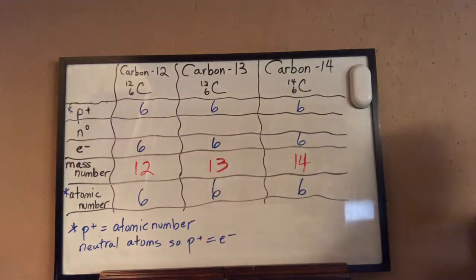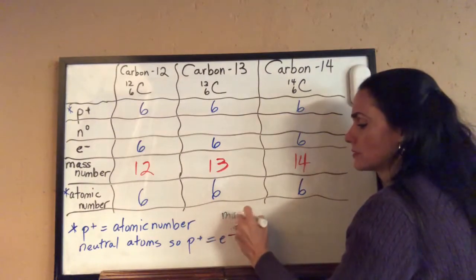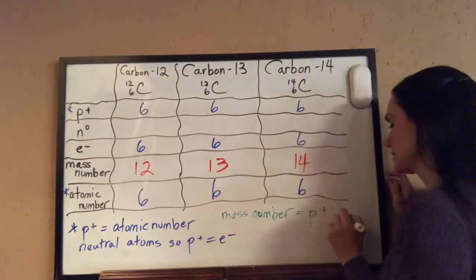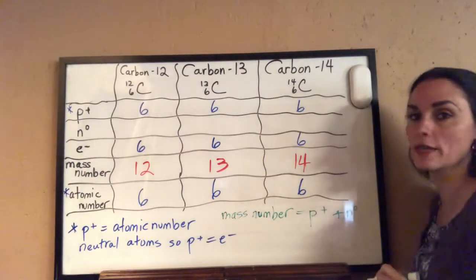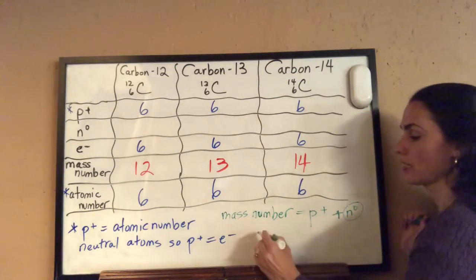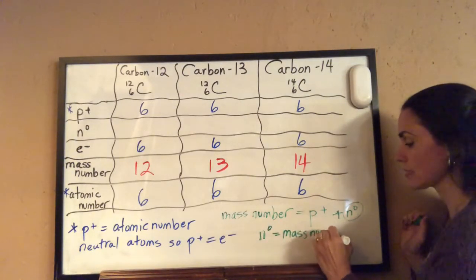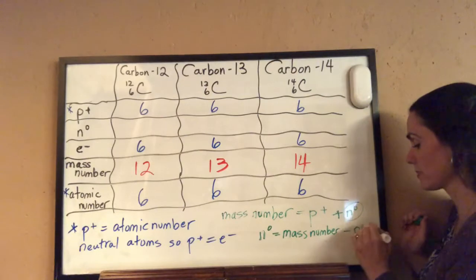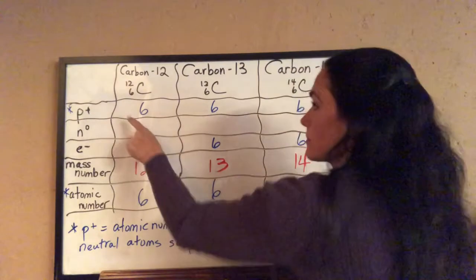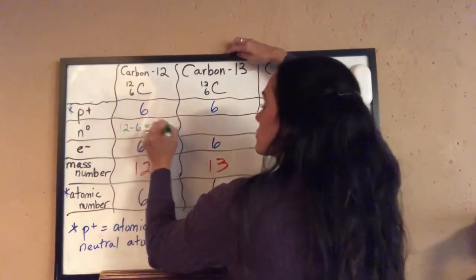Now we need to get the number of neutrons. Well, remember, the mass number is the sum of the protons and the neutrons. So if we treated this like an algebra problem and we would need to solve for the number of neutrons, the number of neutrons is equal to the mass number minus the number of protons. Okay, so we have the mass number here, 12, and the number of protons is 6, so the number of neutrons would be 6.